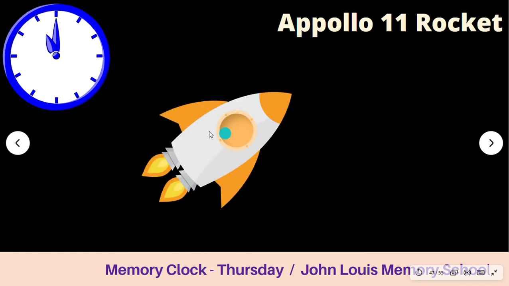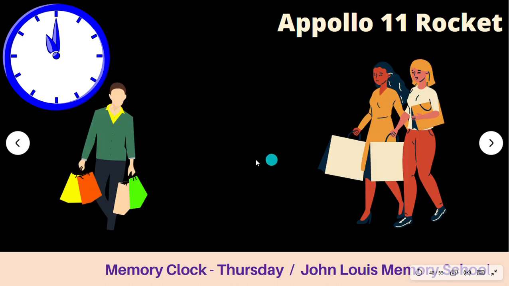Now 11 o'clock, Apollo 11. Okay, Apollo 11 rocket is carrying human from the earth to the moon. So that is what is Apollo 11. Okay, now what you have to do at 11 o'clock? You have to go for shopping. Okay, that particular day you want to go for shopping in the moon.